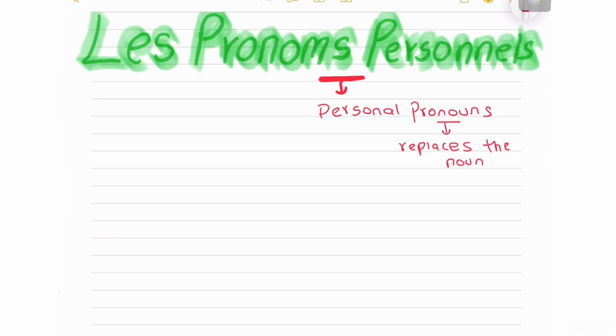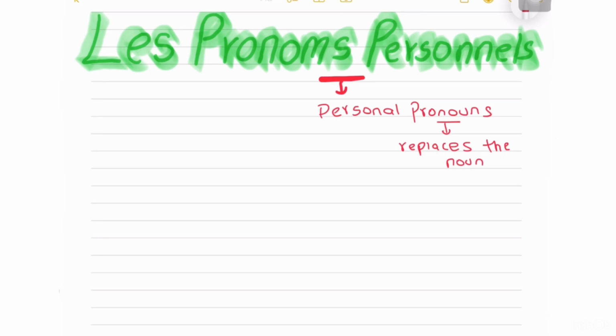Now what does that mean? So I'll give a very simple example. For instance, if I say I'm watching the TV, it is a new TV. The TV has a lot of features. Now you'll see I'm using the word TV a lot. I'm repeating it over and over again. Instead, I can also say I'm watching the TV, it is a new TV, right? And it has a lot of features.